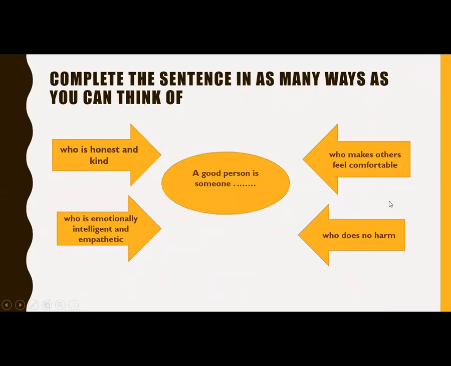Complete the sentence in as many ways as you can think of. A good person is someone... Here I have given some definitions of a good person. Just think about how difficult it is to define a good person. In our life situations, we cannot find any absolutely good or absolutely bad people. They are subjective, depending on the situation, culture, mental and physical condition of a person, or even his or her behavior. Let's read together how I have found a good person to be.